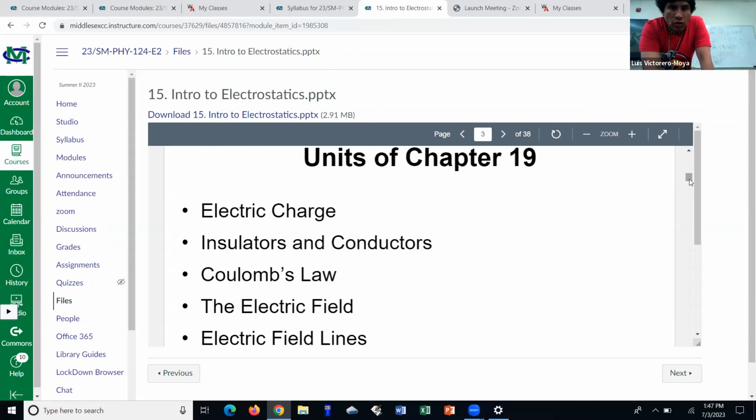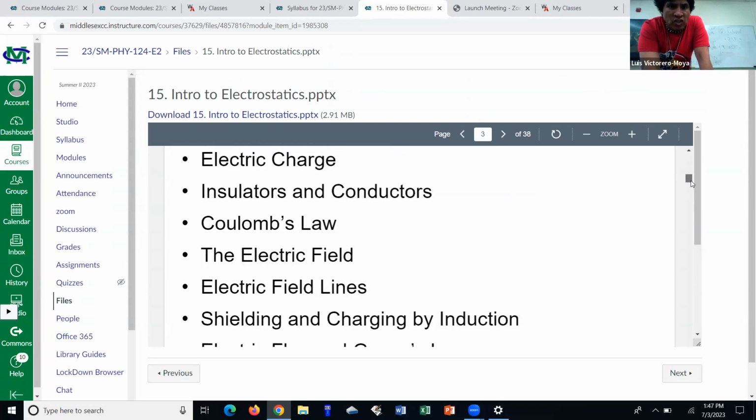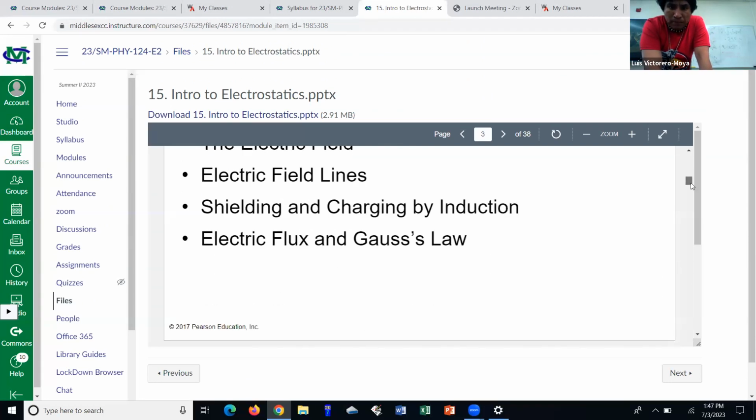So the main topics are going to be to introduce electric charge, insulators and conductors, Coulomb's law, and electric field. I'm pretty sure I'm going to get to electric field today. We'll see. If not, we're going to do it on Wednesday, electric field lines. So we're going to cover all the materials needed for the lab on Thursday. So that's good.